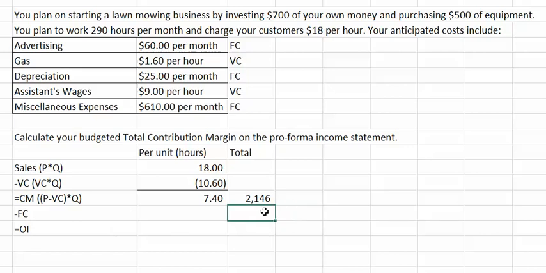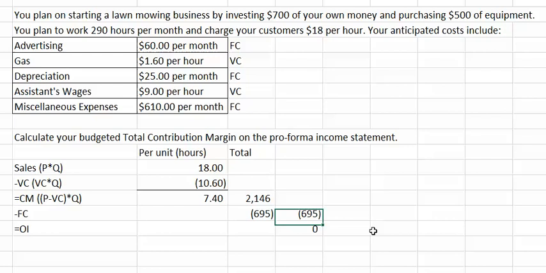As far as other questions you can get asked about is what's your break even? If you were asked what your break even is, you'd have to subtract from your contribution margin your fixed costs, which are $60 for the advertising, 25 for the depreciation, and $610 for the miscellaneous. So in this case, if you were to determine break even, what you're going to do is basically figure out what your quantity is such that your operating income equals 0.